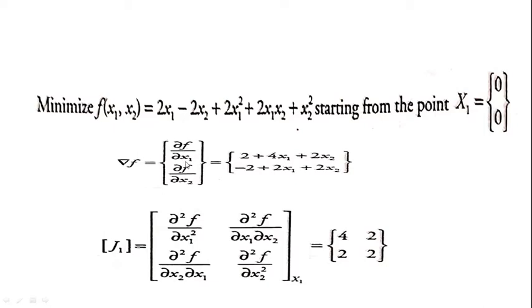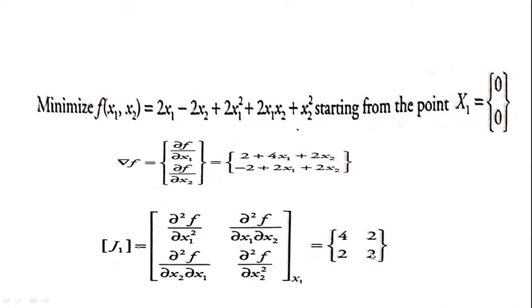Now del f by del x1, we already differentiated, this is the answer. So this equation we will again differentiate with respect to x1. So this 2 becomes 0, that is a constant term. 4x1 becomes 4 and 2x2 becomes 0. Then for this term, we already differentiated with respect to x1, we need to differentiate with respect to x2. So this term becomes 0, 0, and 2x2 becomes 2. So likewise we will get the matrix J1 as 4, 2 and 2, 2.